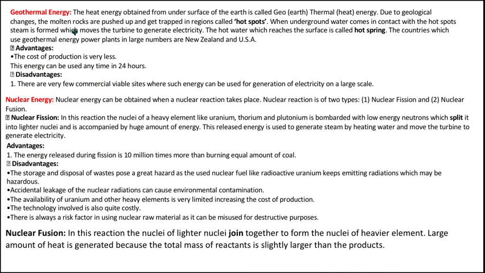There is always a risk factor in using nuclear raw material, as it can be misused for destructive purposes also. We know that the nuclear bomb, atom bomb, these are made from this type of nuclear fission or fusion processes only. So although nuclear energy produces a huge amount of heat, due to its disadvantages, government and scientists are working so that it can be utilized in a large number of purposes and basically for good purposes.